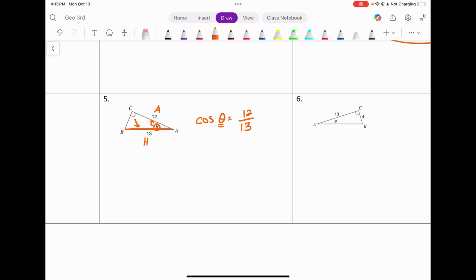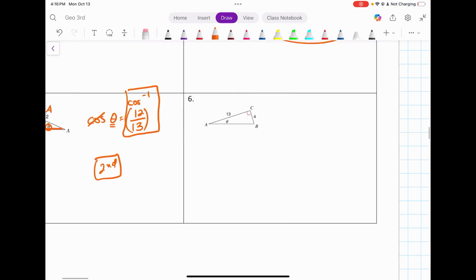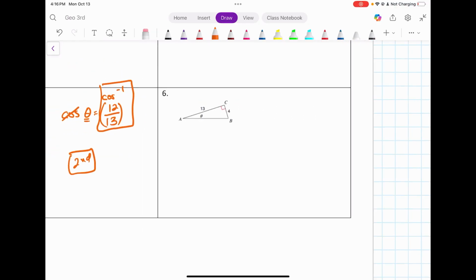Now, in order to get the theta by itself, we're going to use what's called inverse cosine. We mark the cosine out and go to the other side. On your calculator, usually you'll hit the second button first, then hit the cosine button, and type in second cosine of 12 over 13, and that'll give you the angle in question. We'll work one more of those because we've not seen a tangent yet.